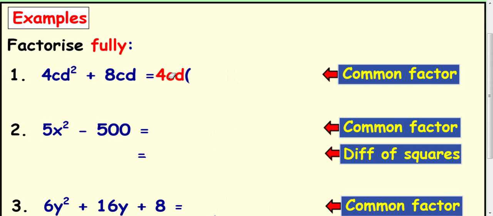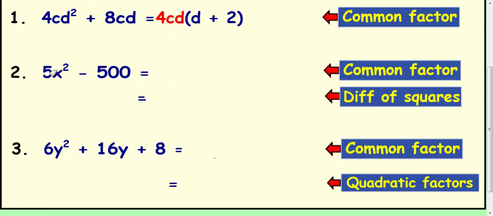Now what do I need to multiply 4cd by to get 4cd squared? I need to multiply by a d and put a plus. And then I'm looking to multiply this by something to make the 8cd, well that's going to be 2. I'll then see if I can do anything else. Can I do anything with this? It's not a difference of two squares, it's not a trinomial, so that's it, I'm done.